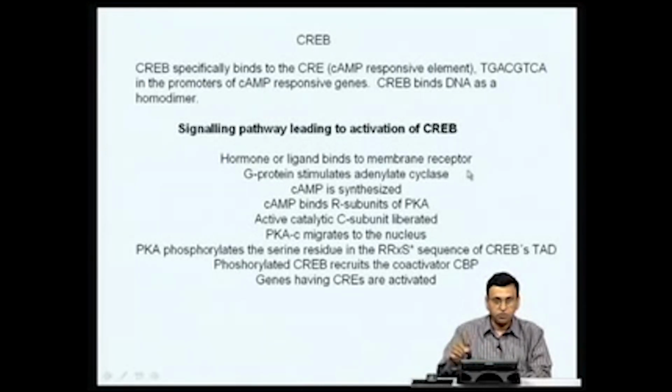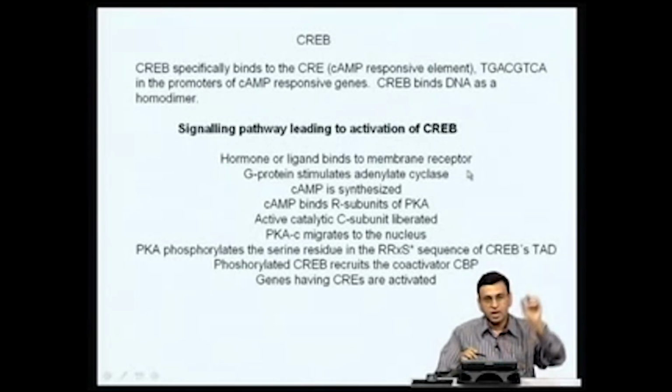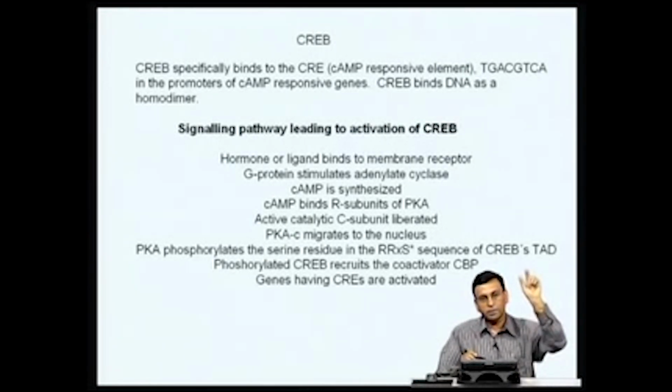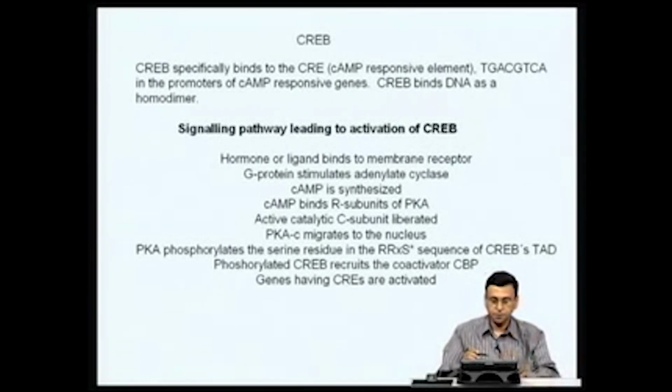Now, what are the various events that can lead to the activation of CREB? Let us just recapitulate what will happen. Once a hormone or a ligand, whether it is epinephrine, glucagon or ACTH, binds to its cell surface receptor, it results in the activation of the membrane receptor and activation of the G proteins. The alpha subunit of the trimeric G protein dissociates and then stimulates adenylate cyclase, and GTP hydrolysis results in the synthesis of cyclic AMP from ATP by adenylate cyclase.